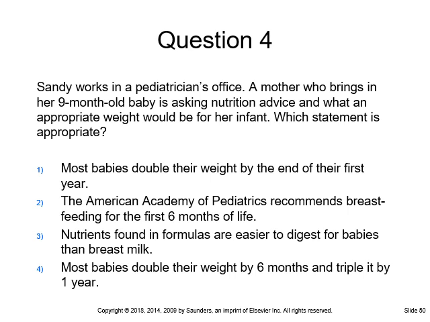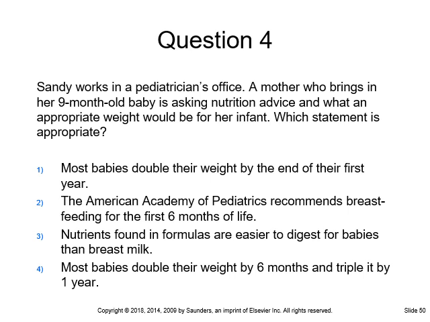Question 4. Please post your response under the Share Notes section. Sandy works in a pediatrician's office. A mother who brings in her 9-month-old baby is asking for nutrition advice and what an appropriate weight would be for her infant. Which statement below is appropriate?